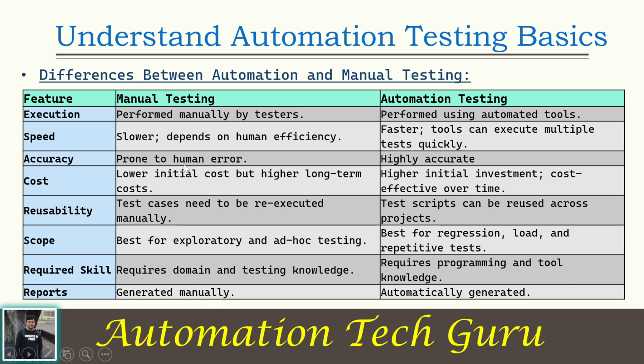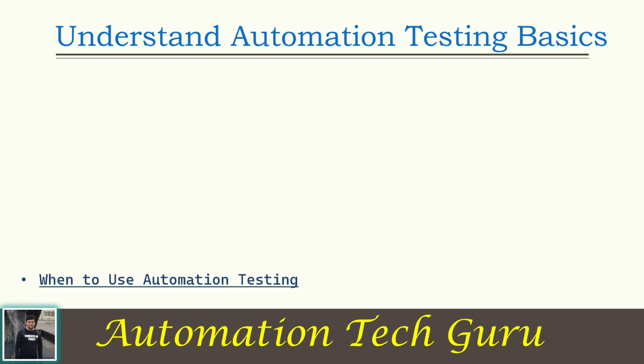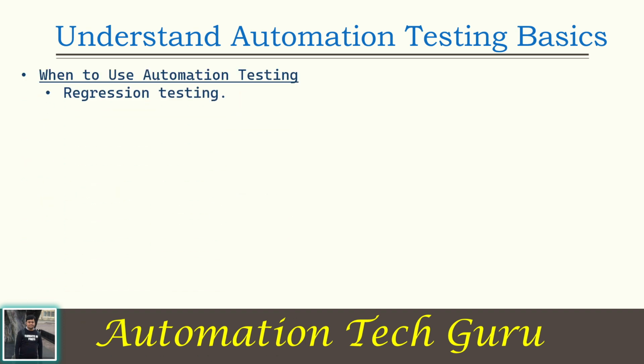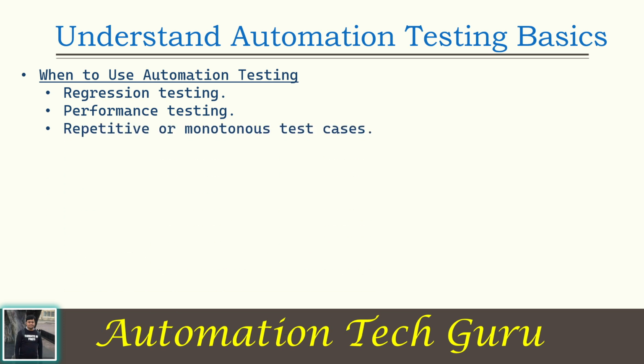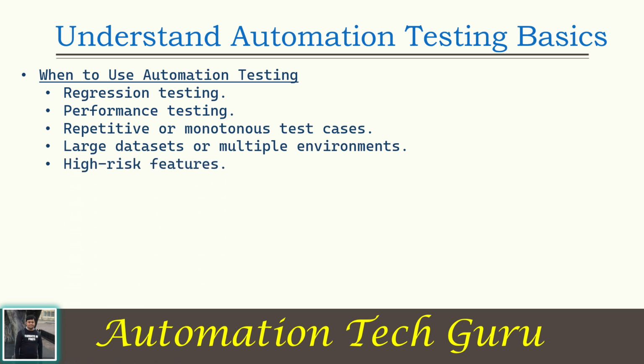Report: in manual testing, you need to generate the report manually, but in automation, you can generate the report automatically as well. When to use automation? As I said, regression testing, performance testing, repetitive or monotonous test cases, large data sets of multiple environments. If you want to run existing test cases in multiple required environments, you can go with automation testing. High risk features.